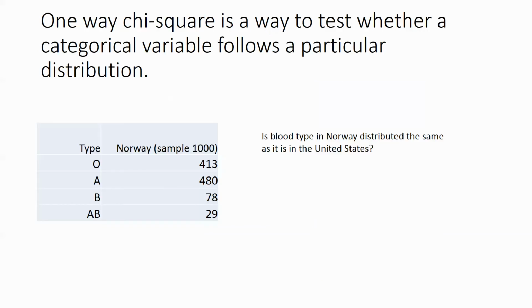So one-way chi-square is a way to test whether a categorical variable follows a particular distribution. Suppose we wanted to know whether blood type in Norway was distributed the same as in the United States, the same as 44, 42%, etc. So we might take a sample of 1,000 Norwegians, and this is the kind of data we might get. 413 have type O, 480 type A, etc. So one-way chi-square looks at one categorical variable, in this case blood type, and tests whether or not it is distributed according to some previously given distribution, some hypothesized distribution.